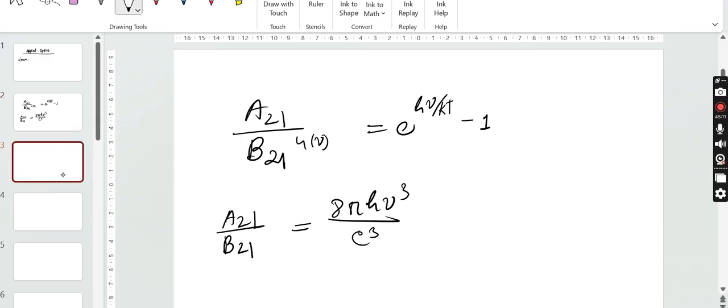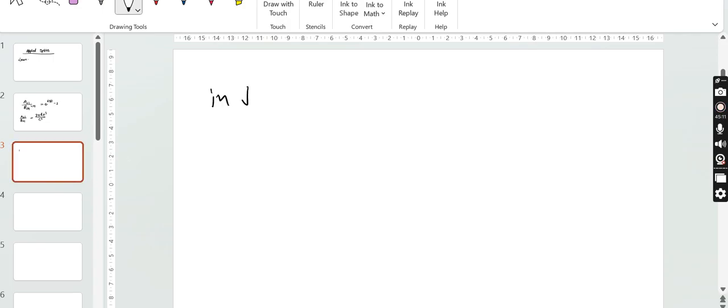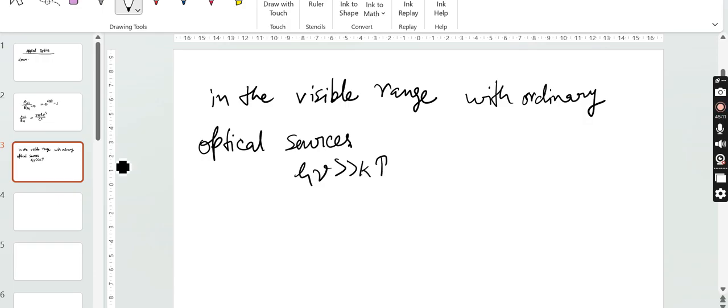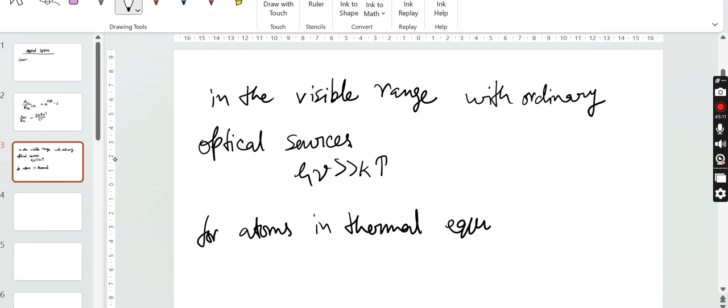In the visible range, with ordinary optical sources, h nu is large, and spontaneous emission dominates over stimulated emission.